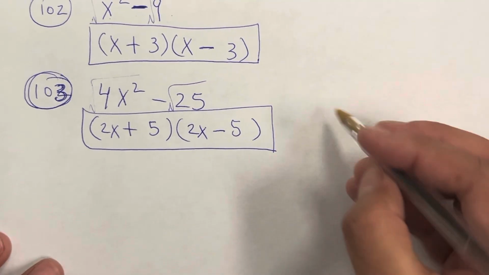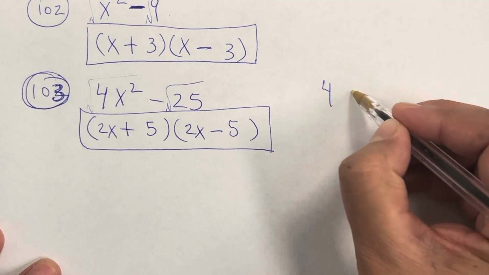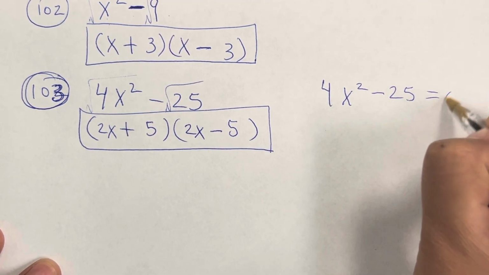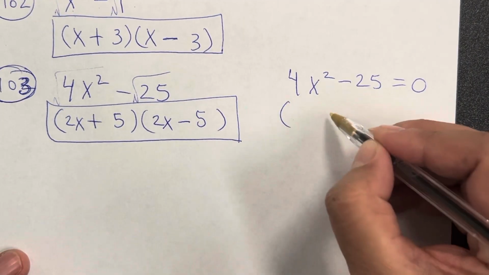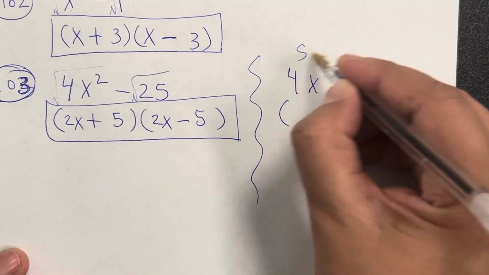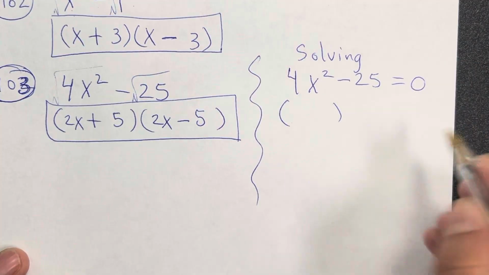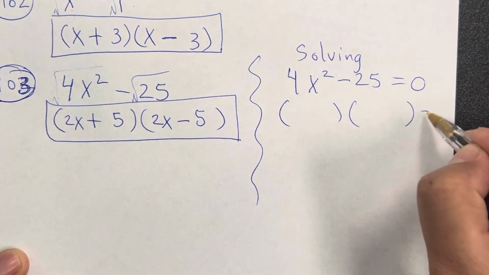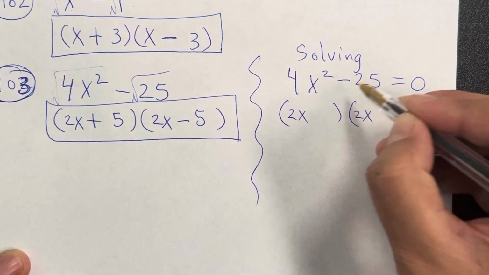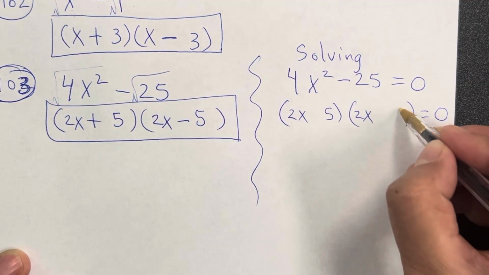Something that I said, what if this was an equation, 4x squared minus 25 equals 0? Well, the first thing you have to do, see the difference between factoring and solving, okay? This is solving for x. We open the parentheses. The square root of the first one is 2x. Square root of the second one is 5.